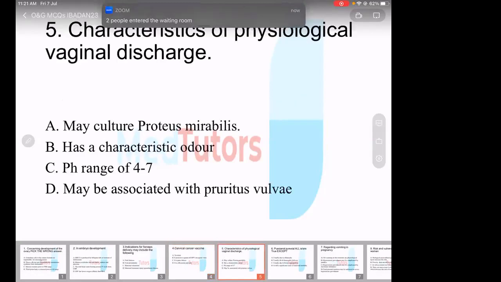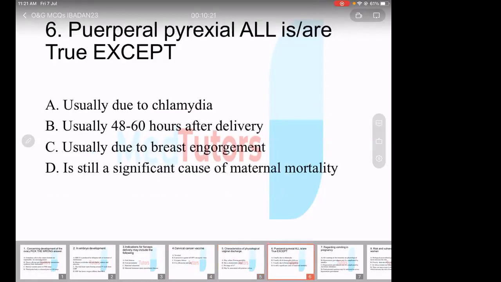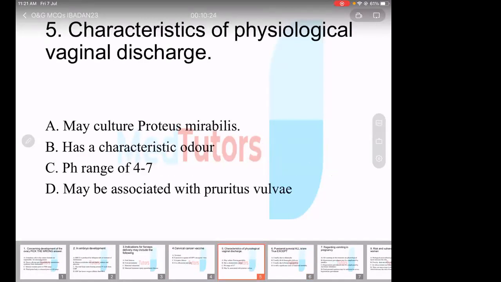So the next question says, characteristics of a physiological vaginal discharge. A says Eumeculture proteus mirabilis. Well, it is not part of the normal flora of the vagina. Then B says it has a characteristic odor. Of course, it is not odorless, but it does not have an offensive odor. So it has a very characteristic odor. So this is true. Then C, pH ranges from 4 to 7. The actual vaginal pH is acidic and it ranges between 4 and 4.5.